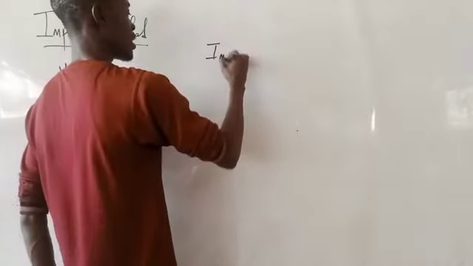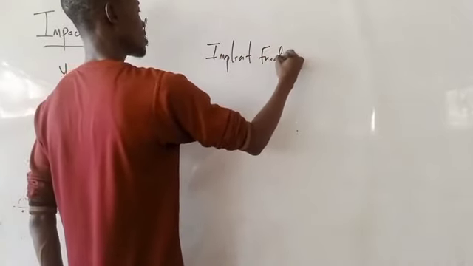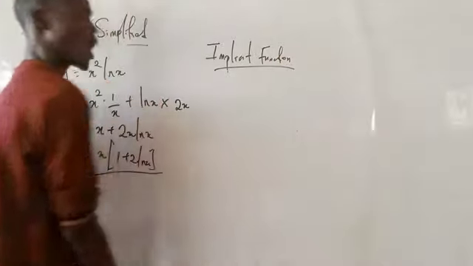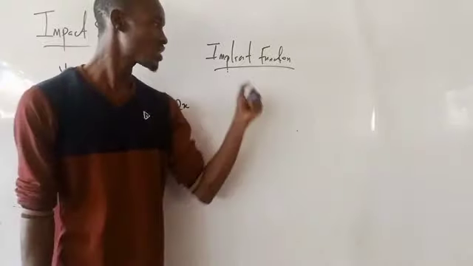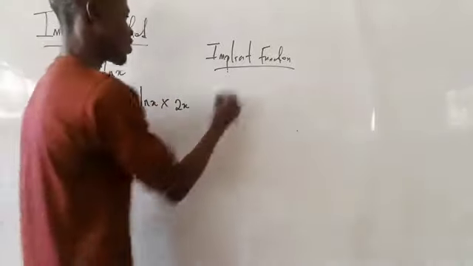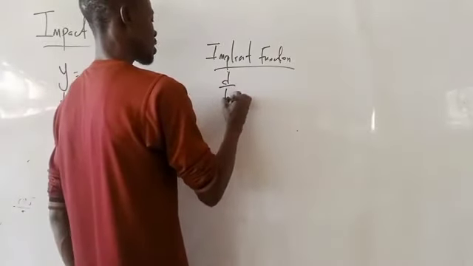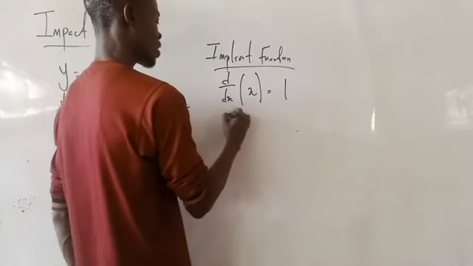Now, without wasting time, let us look at the meaning of the implicit function. Wow. What is the meaning of implicit function? Implicit function is telling us the basis of dy dx. And what is the basis of dy dx? Let us look at it like this. If you differentiate x, what is the answer? We have it as 1.